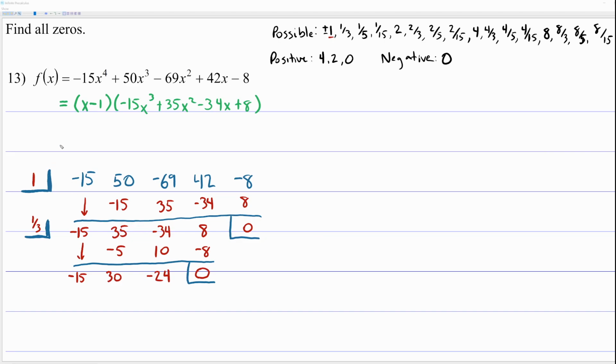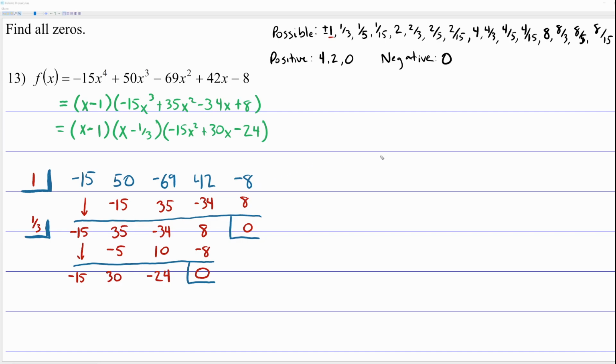And again, just for emphasis, not that you really have to write this, but we've continued factoring this polynomial. We now have the factor x minus 1/3. And what's our new quotient here? It's in the bottom line, is -15x squared plus 30x minus 24.